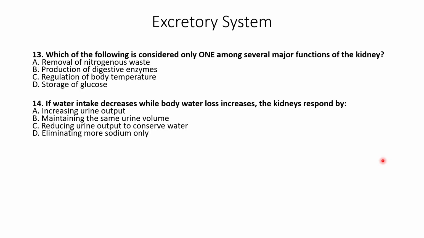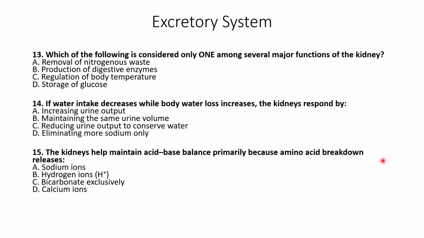Great. So I hope that was clear for everyone. Let's move to the next one. So the kidneys help maintain acid-base balance primarily because amino acid breakdown releases which of these components?